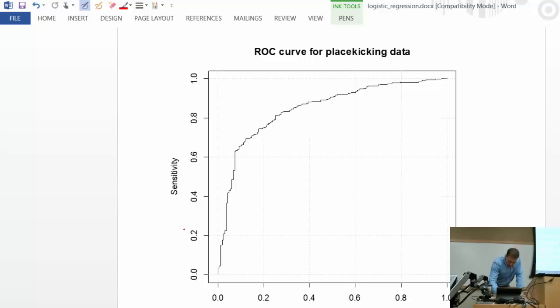So if I were to draw the line of chance, there's my line of chance there. You can see, obviously, the ROC curve is above that. So this is saying that there is at least some benefit to using this logistic regression model for prediction, for classifying success or failure.